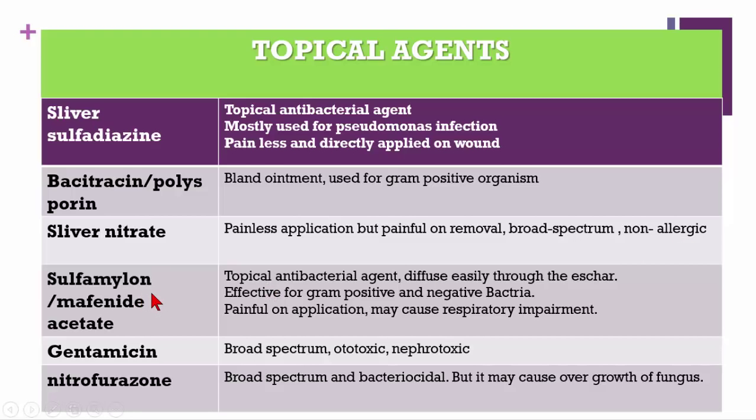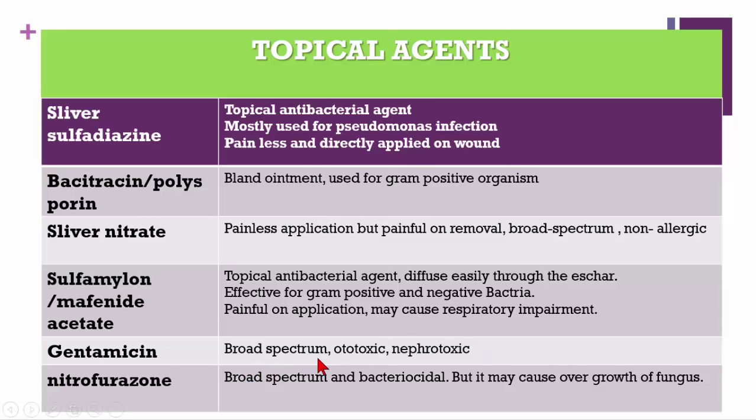Let's have a look at Sulfamylon or mafenide acetate. This is a topical antibacterial agent. It diffuses easily through the eschar. So if the patient has eschar, just remember we use either mafenide acetate or Sulfamylon. Effective for gram-positive and gram-negative bacteria. Painful on application, may cause respiratory impairment. So be careful for that.